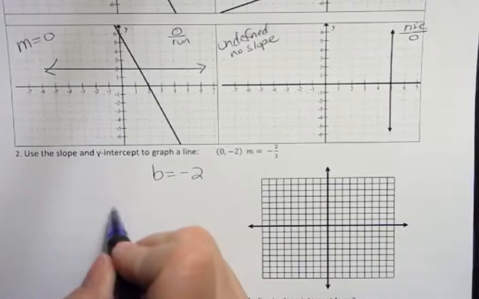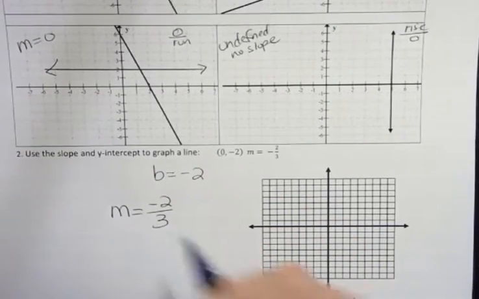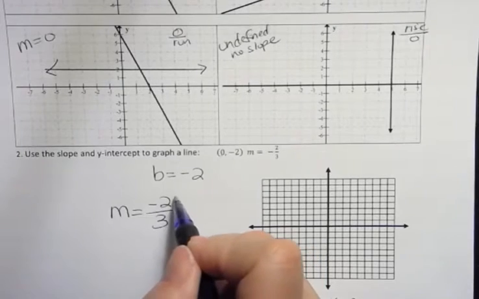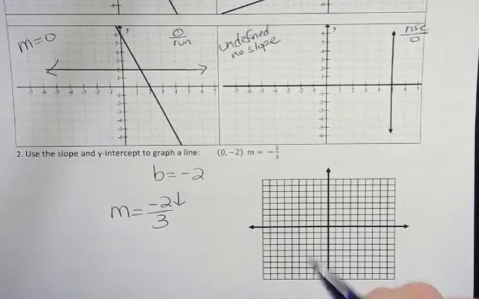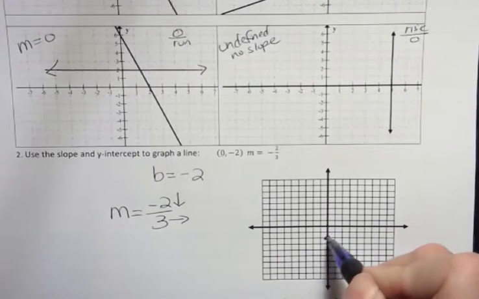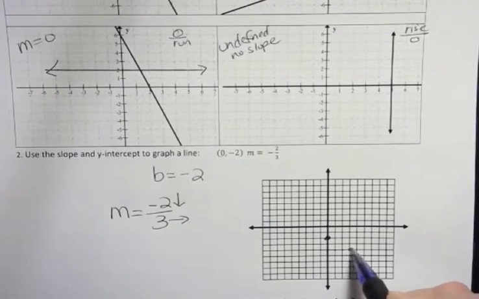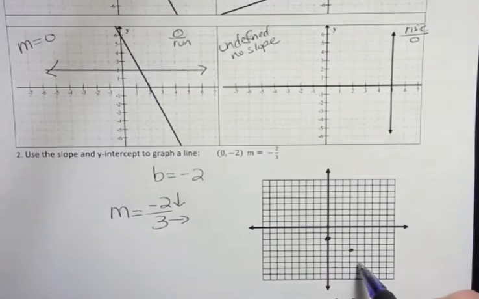And then my slope is -2/3. If you put the negative in the top, then that tells you that you're going to fall 2 and then run 3. We start at the -2, then we go down 2 and over 3. We could do it again, down 2 over 3.